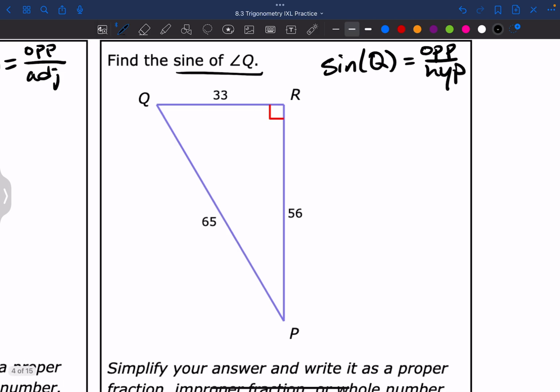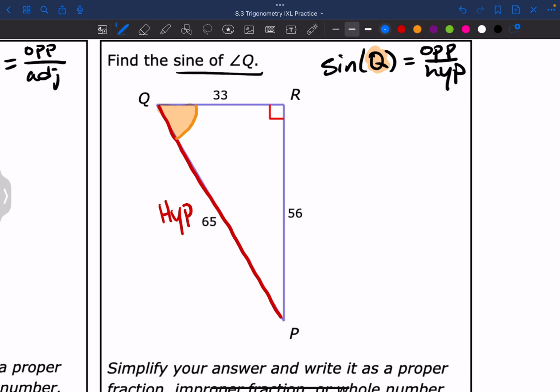Step 1, find my 90 degrees and find the side opposite. That will be my hypotenuse. So here's my 90 degrees. The side opposite is 65. So there we go, this is my hypotenuse. I am now going to look at the angle that I'm referring to. What is my angle? It is literally Q. So looking for the angle Q, this is my angle right here. This is what I'm referring to.